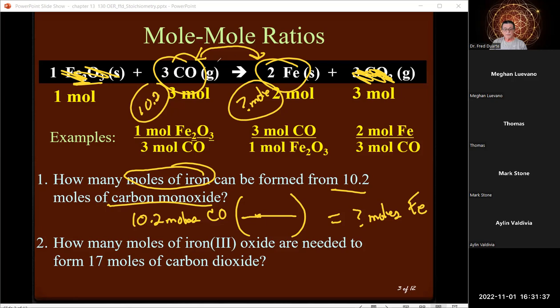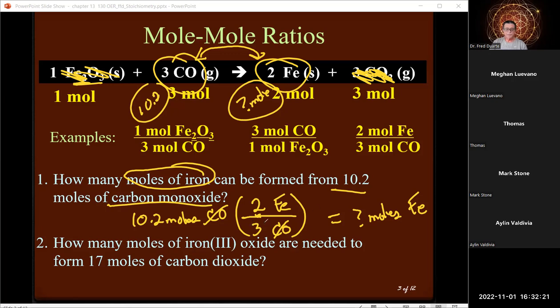In effect, it's a 3-to-2 relationship based on the balanced chemical equation. So we put carbon monoxide in the denominator, right? Just like we've done in the other problems, the unit we need to get rid of goes in the denominator, because we're going to multiply the 10.2 times this factor. And then what we want on top, unit-wise, is iron. Then we just plug in the coefficients from the equation. And there we go, we're set up. So it's 10.2 times 2 divided by 3, and that will give us the number of moles of iron.